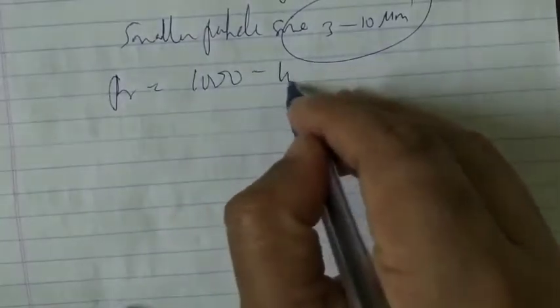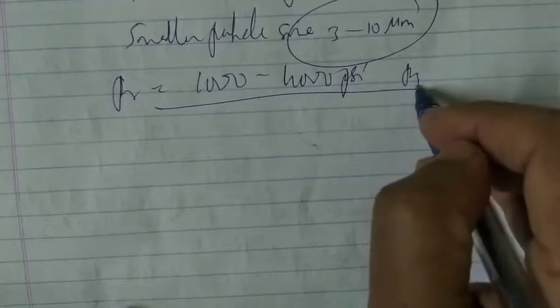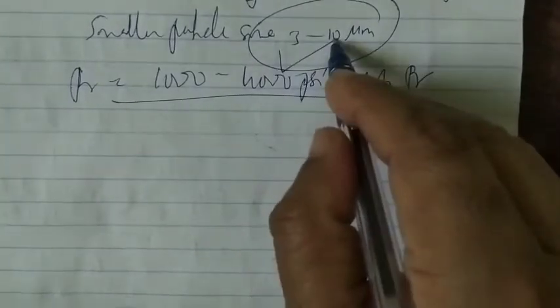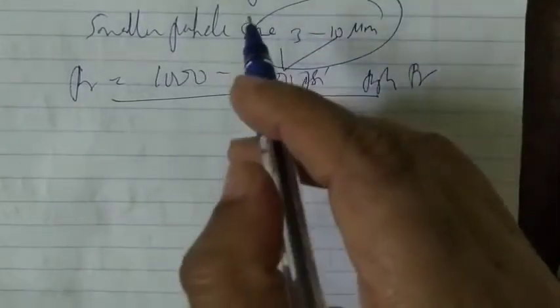Usually the pressure applied here for the mobile phase is around 1000 to 4000 psi, which is very high. That's why you can also say high pressure, or high performance because of its particle size.